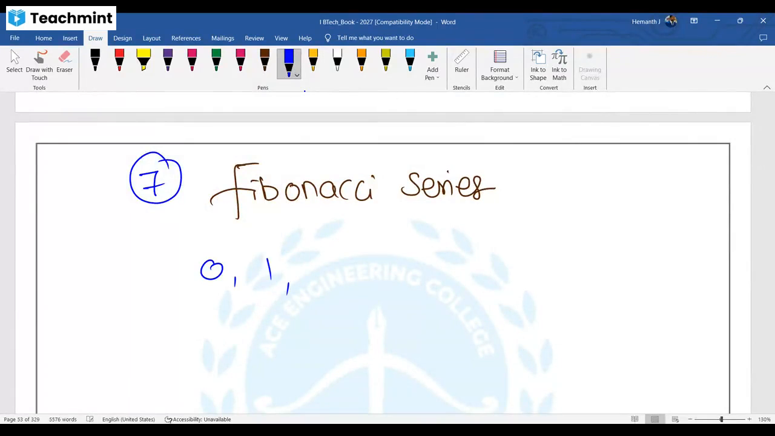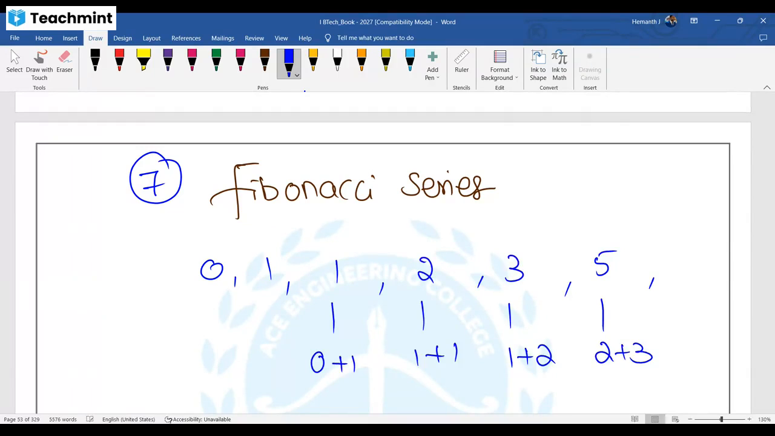0 and 1 is the first. What is the next number? 1. How, sir? Addition of the previous two numbers. What is the next number, sir? 1 plus 1, 2. What is the next number, sir? 3, because 1 plus 2, previous two numbers. What is the next number, sir? 5, because 2 plus 3. What is the next number? 3 plus 5. This is what you are going to write a program for in your C language going forward.